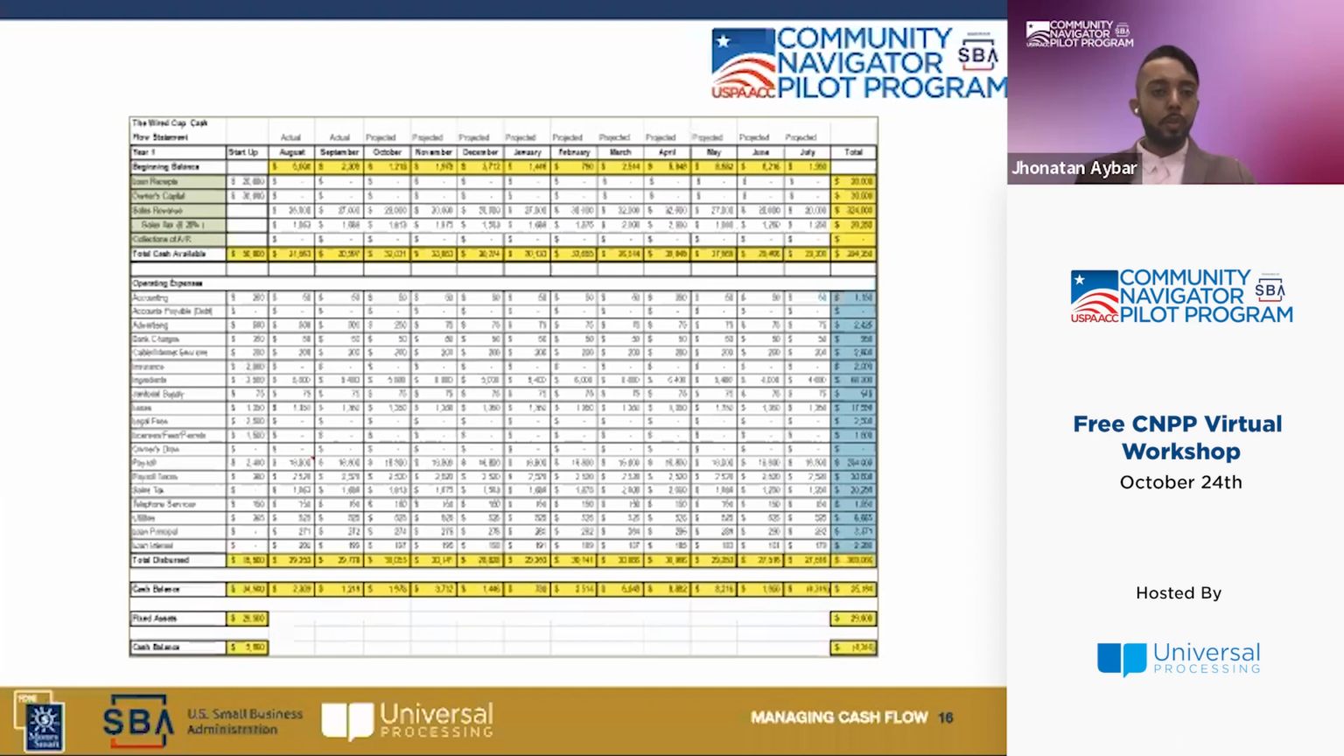And now with the cash flow statement, he has a better understanding of where he will be positioned in the following months, and now he has some time to prepare for it. If you go to the column at the beginning of the section, which is August, that's where you can see that available cash.